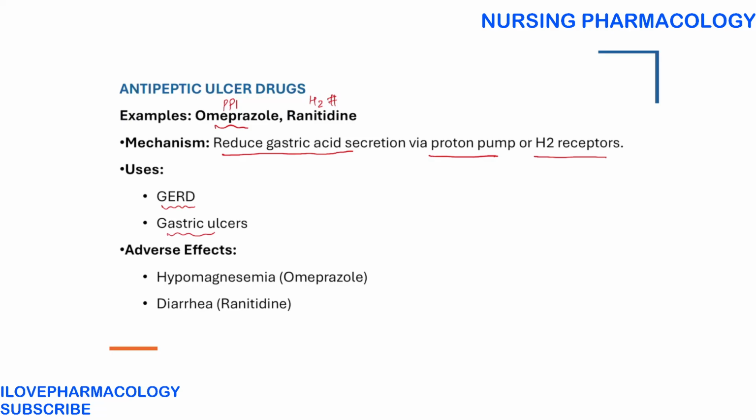hypomagnesemia can occur with omeprazole. There can be a decrease in gastric acid, which can lead to decreased absorption of vitamins, and this can lead to malabsorption as well. And ranitidine can cause diarrhea.